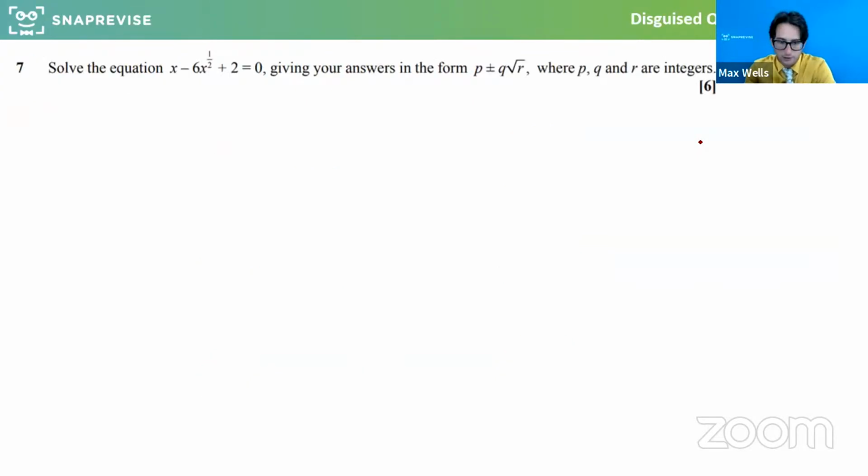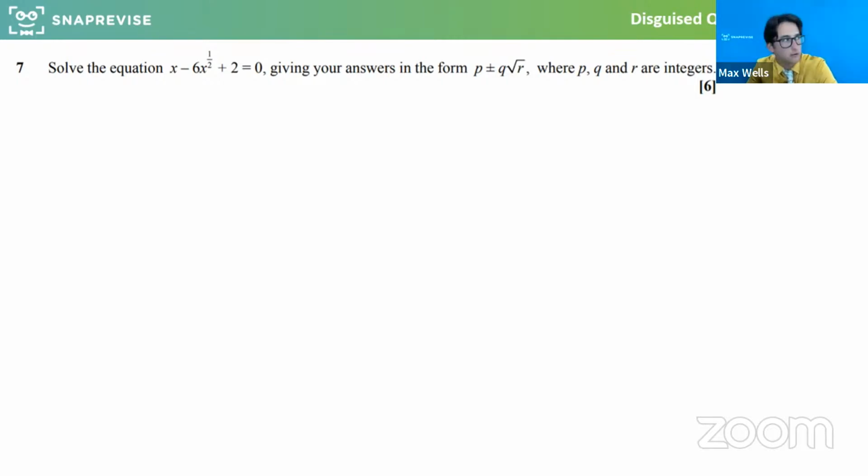Brilliant. So this one here, this is an interesting one. Hopefully you guys can see the full question. So it says solve the equation x minus 6x to the half plus 2 equals 0, giving your answers in the form p plus or minus q root r, where p, q, and r are integers, meaning whole numbers. This is a really good exam question. Again, this is actually a disguised quadratic. Any ideas what would be an appropriate substitution here?